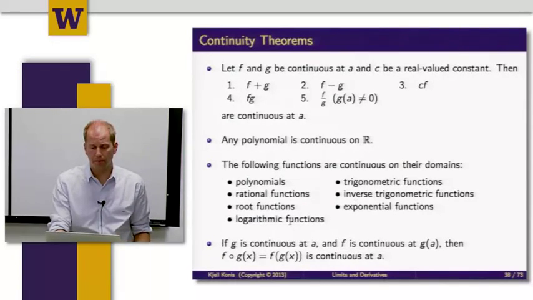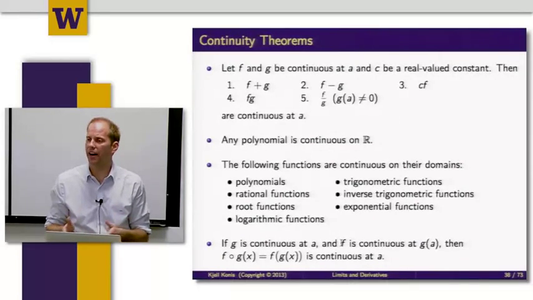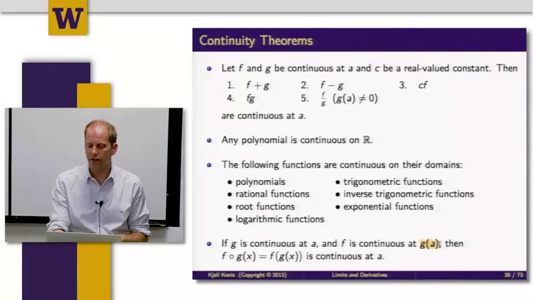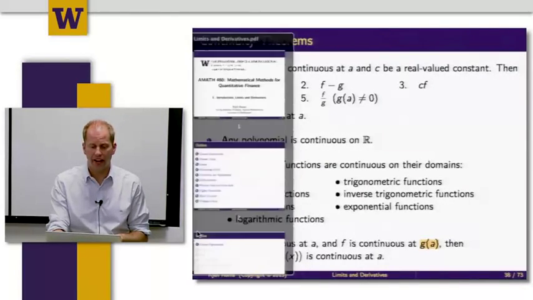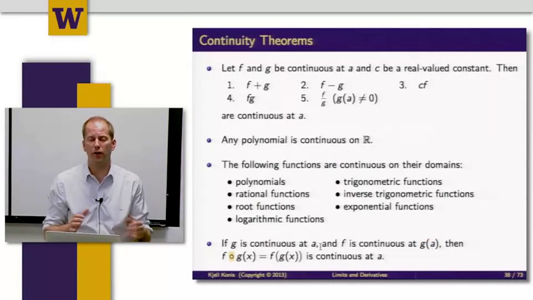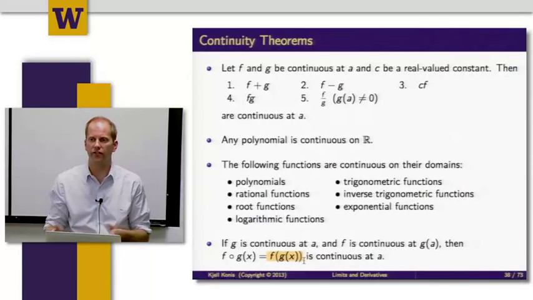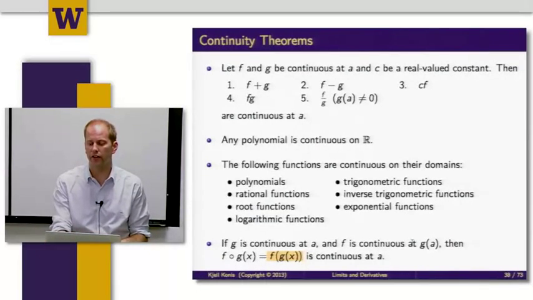And then also, if you have a function of a function, so if g is continuous at a, and there's going to be a value g of a, if f is continuous at that value g of a, then f composed with g, and probably the easier way to think about it is just f of g of x, that's also going to be continuous at the point a.